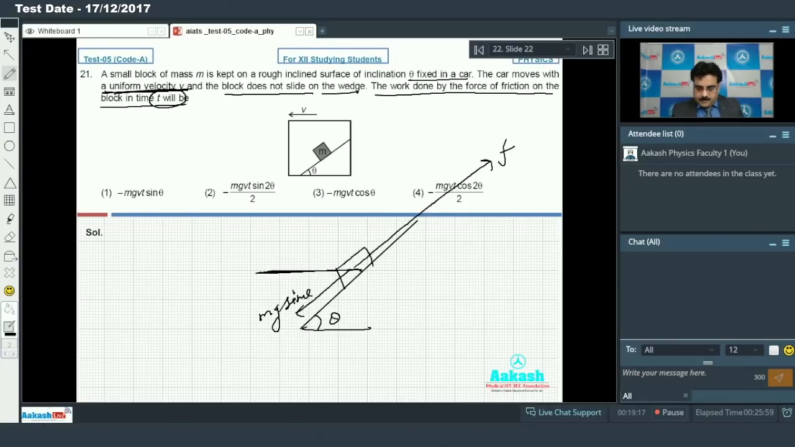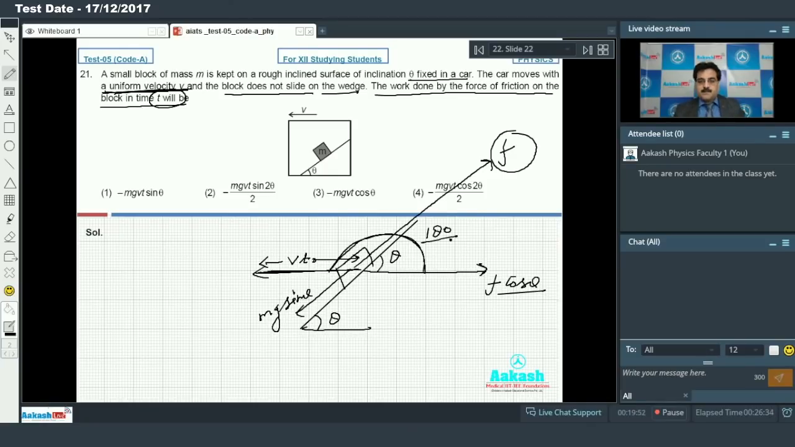Now, in time t, the car moves with uniform velocity v in this direction, so the displacement in time t is velocity into time, vt. Now I need to calculate the work done by the force of friction. If I resolve the component of the friction force, this is F, so this angle will be theta. In this direction the force is F cos theta, and it is clear from the diagram that the angle between the direction of force and displacement is 180, because the component of the friction force will act on the right-hand side, but the car will move on the left-hand side, so the angle will be 180.